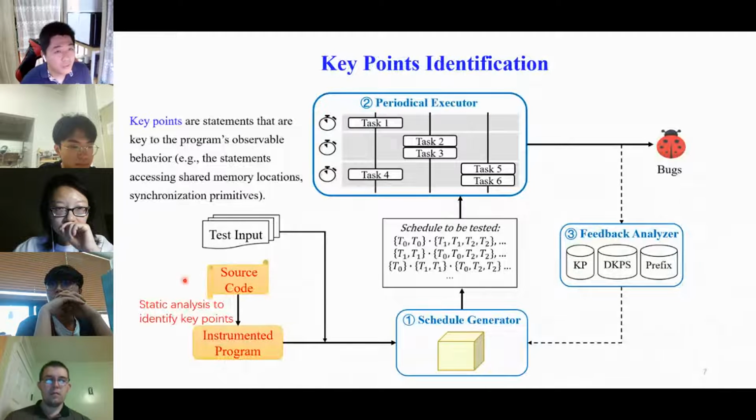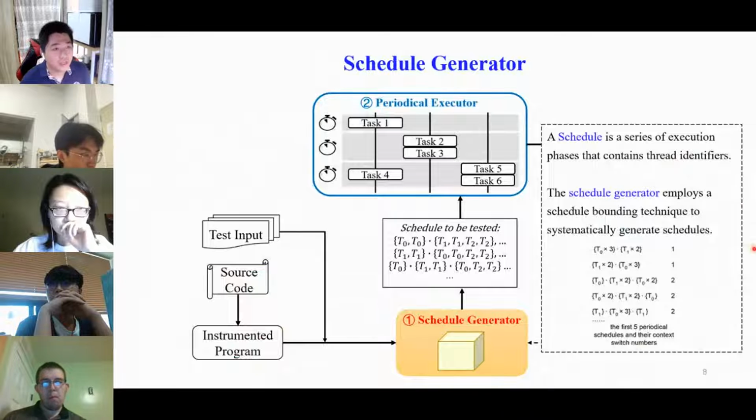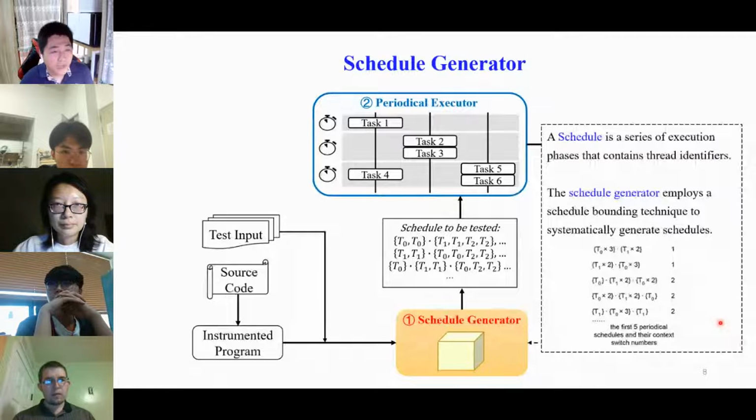Given the source code of the program, PERIOD first applies static analysis to identify key points. Key points are the statements that are key to the program's observable behavior, such as statements accessing shared memory locations or synchronization primitives. The schedule generator generates schedules according to the number of key points. A schedule is a series of execution phases that contain thread identifiers. The schedule generator employs a schedule bounding technique to systematically generate schedules that are likely to induce bugs.